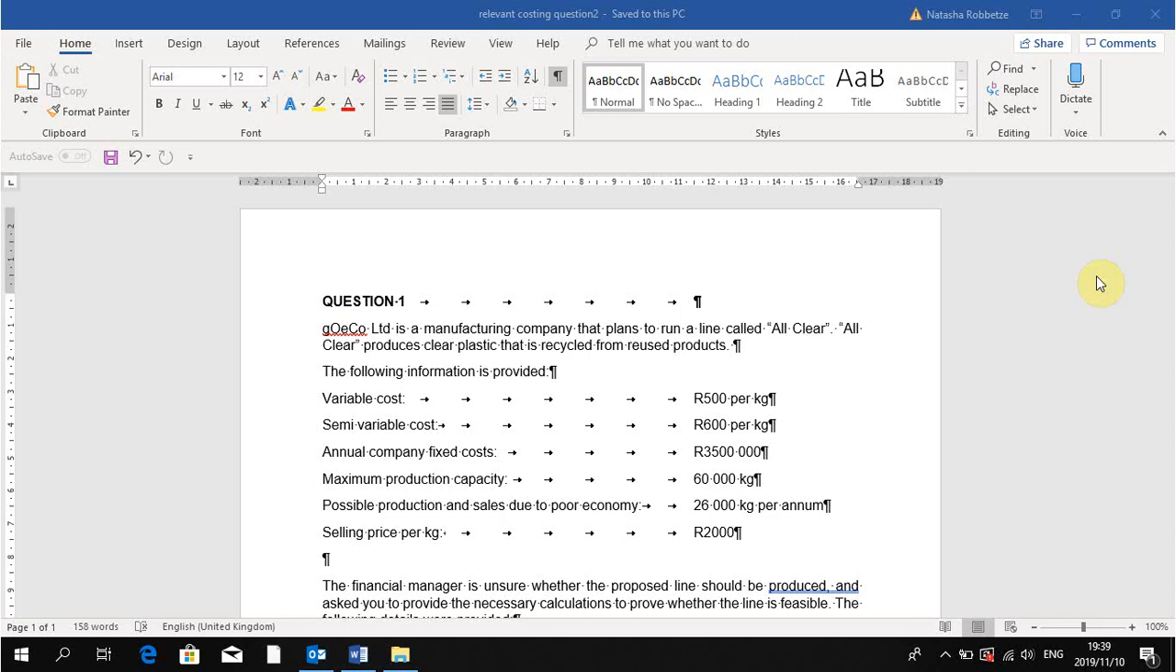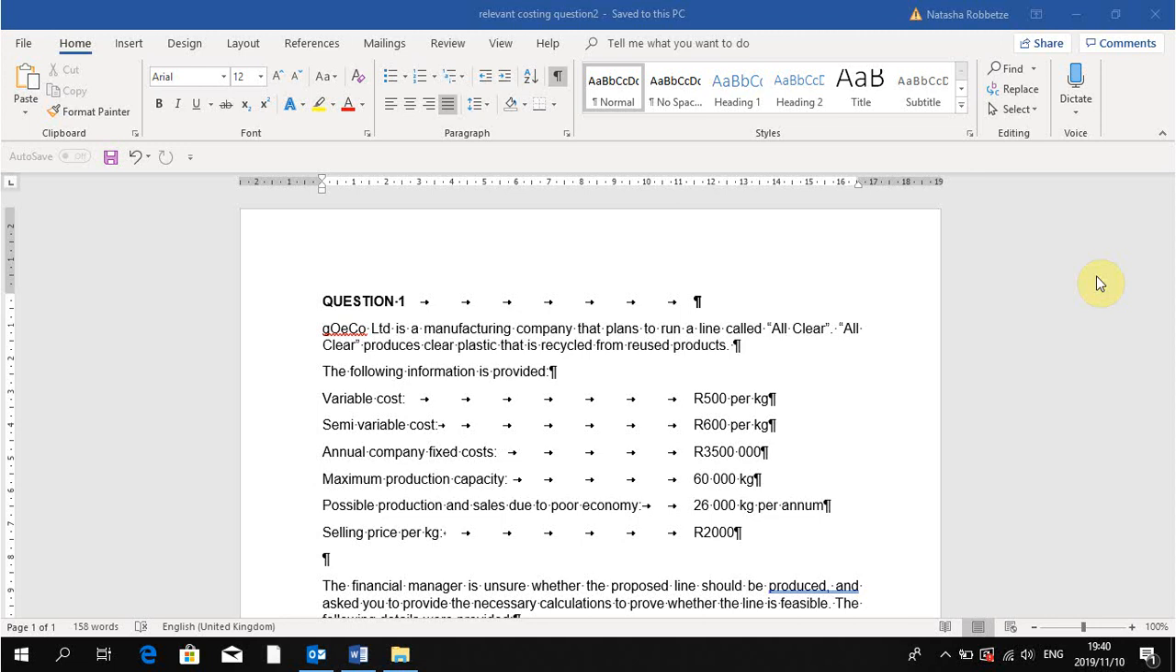This question is called Go Eco Limited, and it says Go Eco Limited is a manufacturing company that plans to run a line called All Clear. All Clear produces clear plastic that is recycled from reused products. The following information is provided.